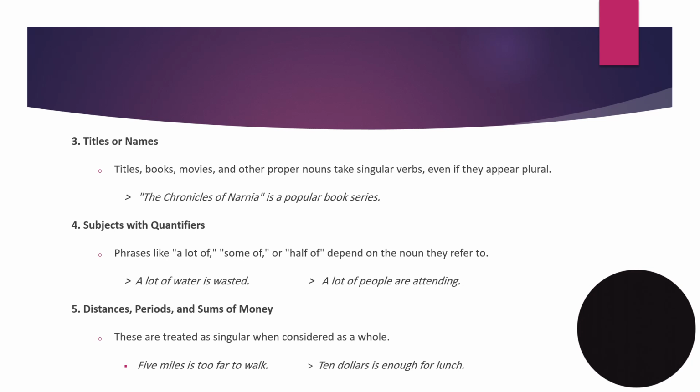Four, subjects with quantifiers. Phrases like a lot of, some of, or half of depend on the noun they refer to. A lot of water is wasted. A lot of people are attending. 5. Distances, periods, and sums of money are treated as singular when considered as a whole. For example, 5 miles is too far to walk, and we have $10 is enough for lunch.